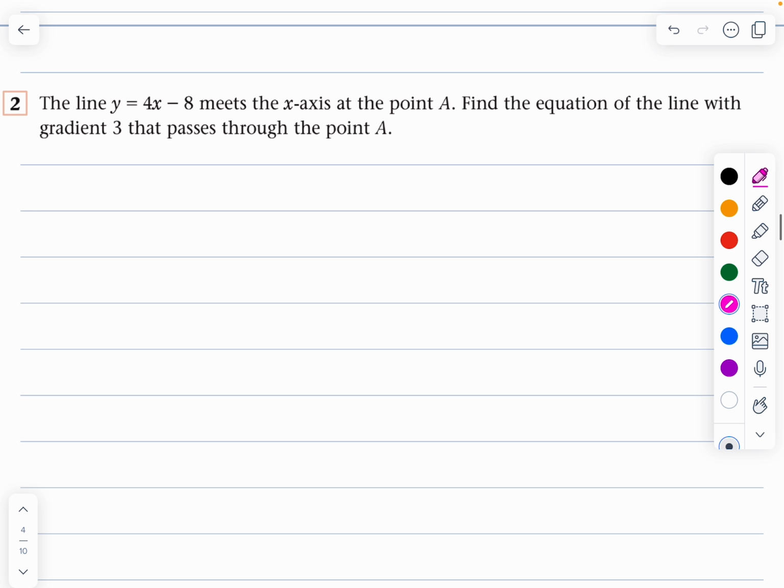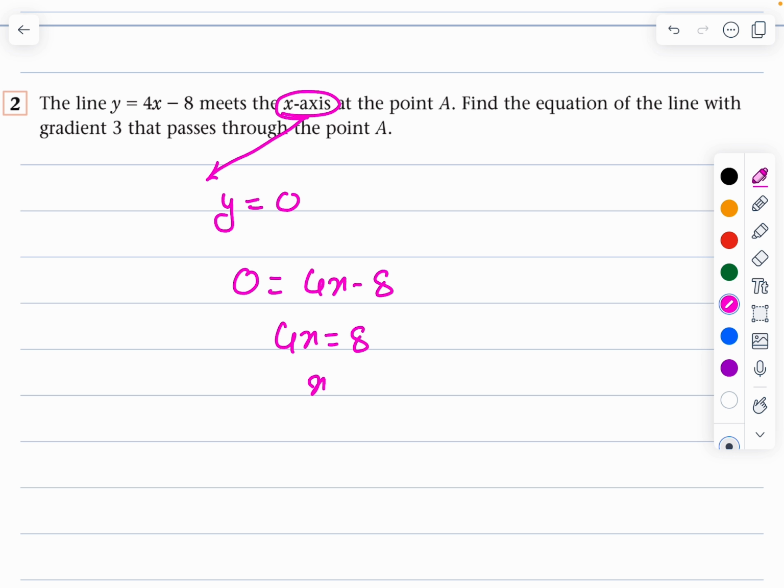Coming to question number 2. The line y equals 4x minus 8 meets the x-axis. x-axis means y equals 0. So plug in 0: 0 equals 4x minus 8, 4x equals 8, x equals 2. So the point is (2, 0).